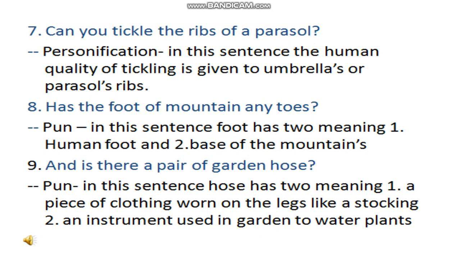The ninth one is, "And is there a pair of a garden hose?" So here it is also a pun. In this sentence, hose is used with two meanings. That is, a piece of clothing worn on the legs like stockings, and an instrument used in a garden to water the plants.